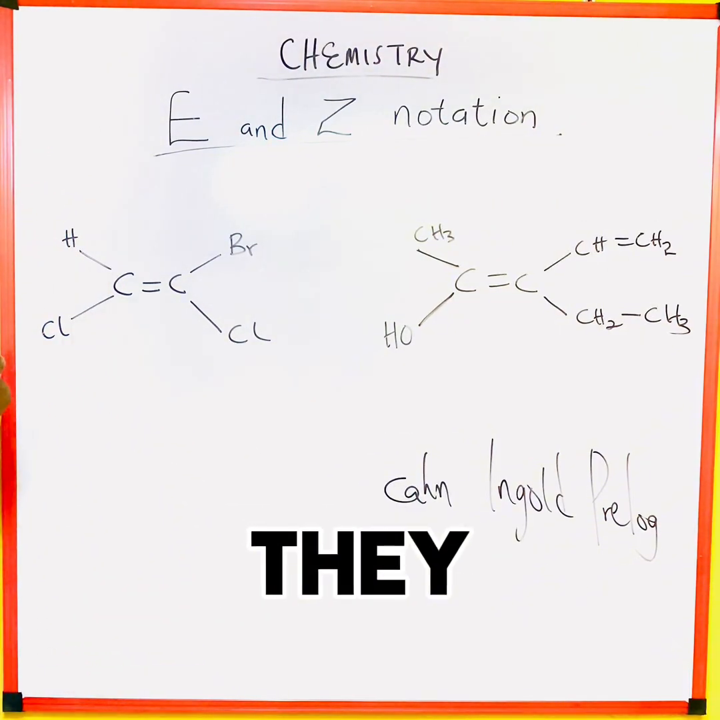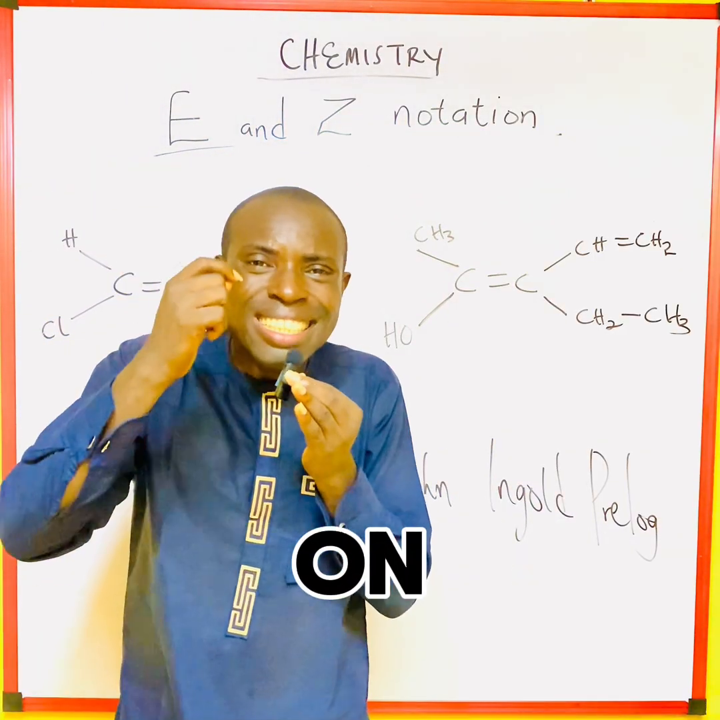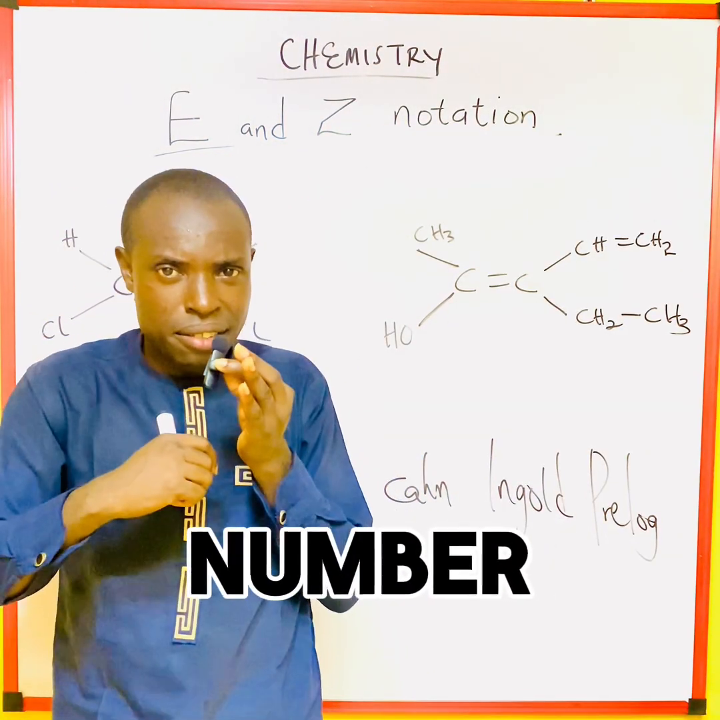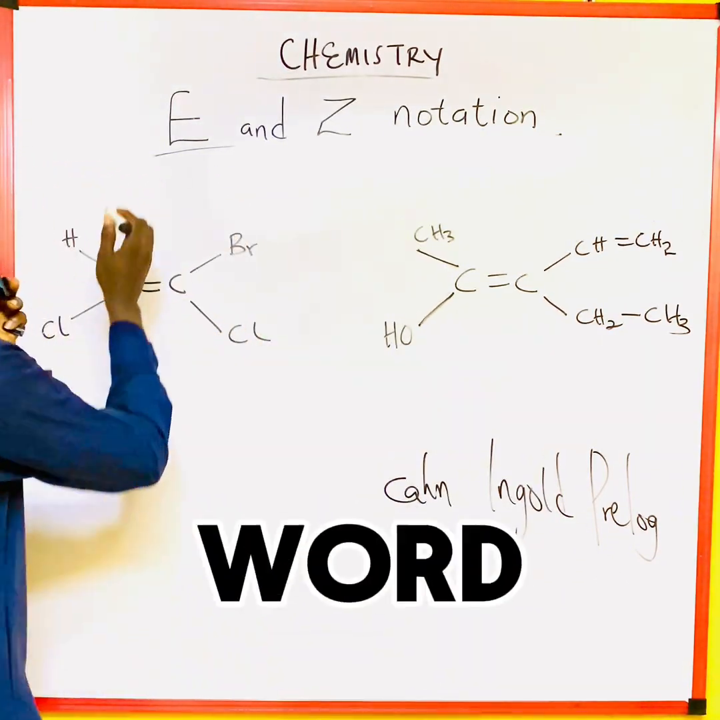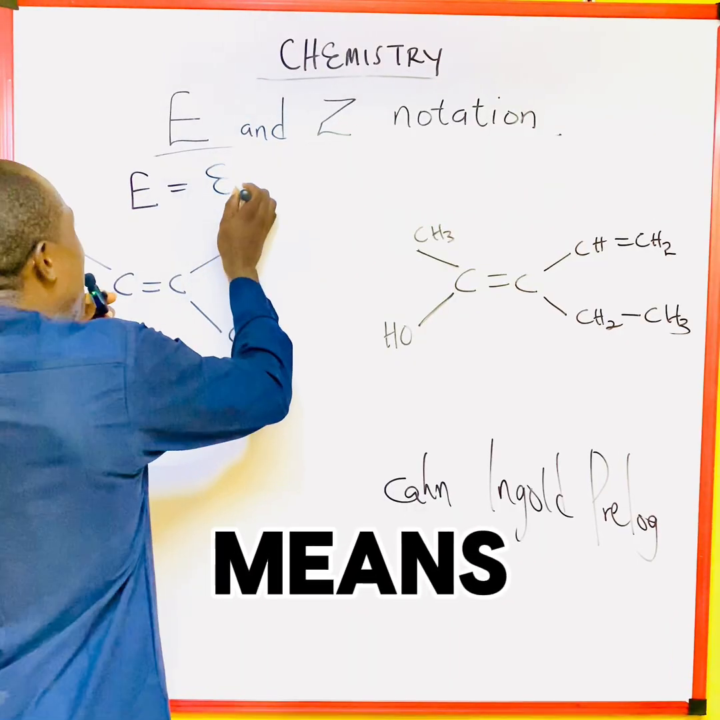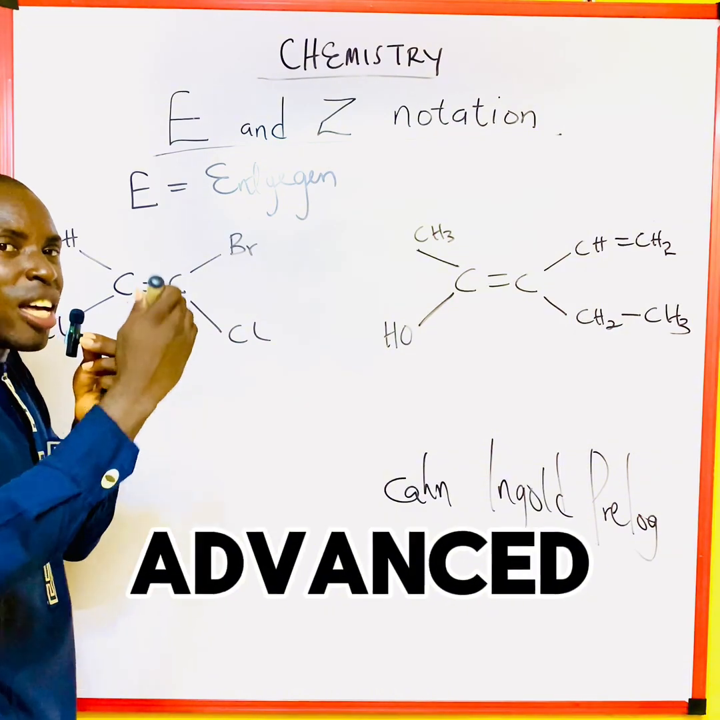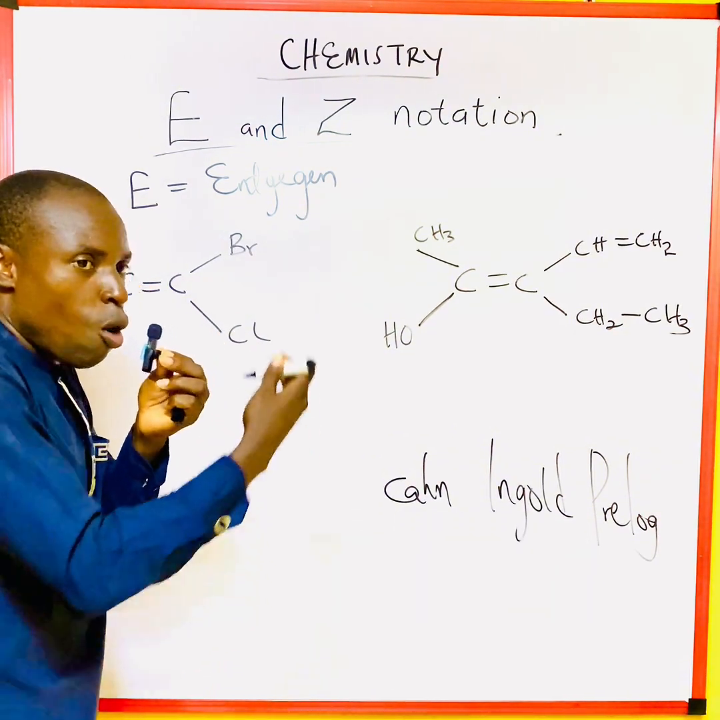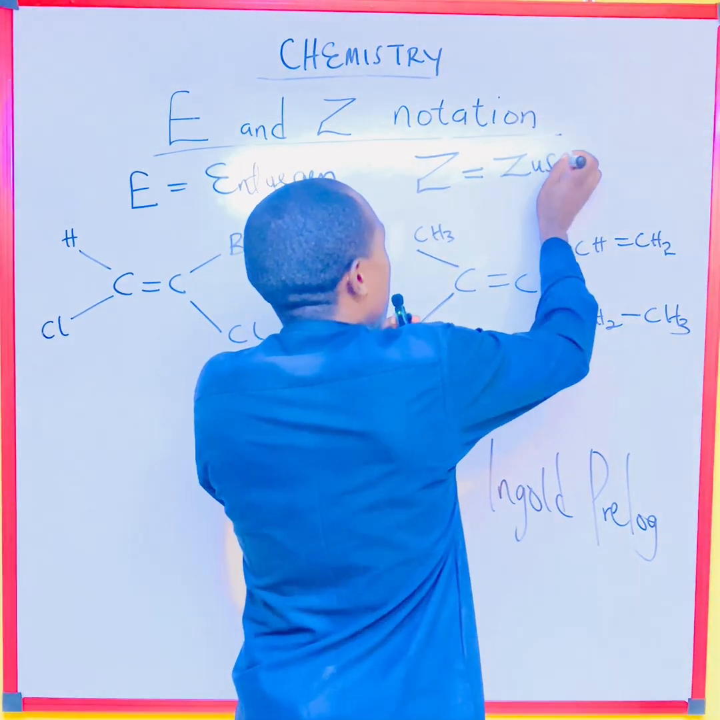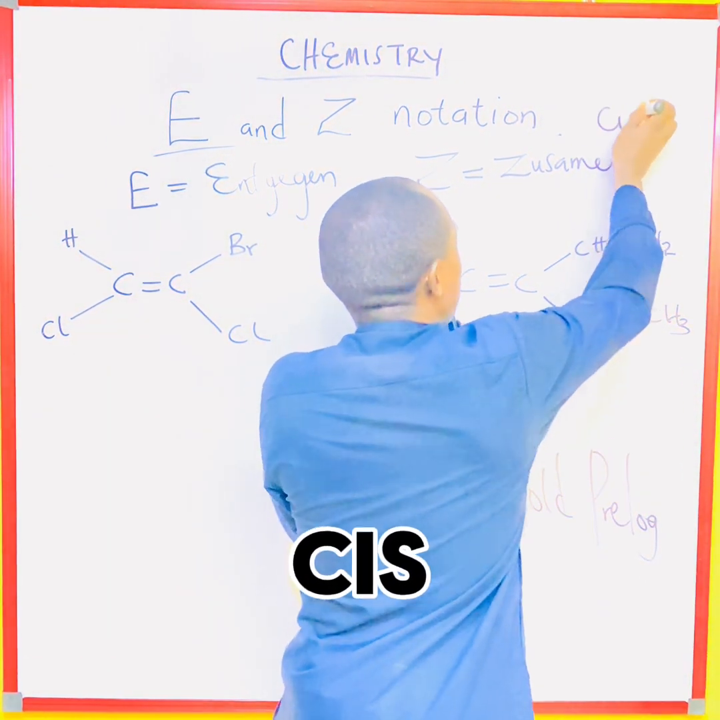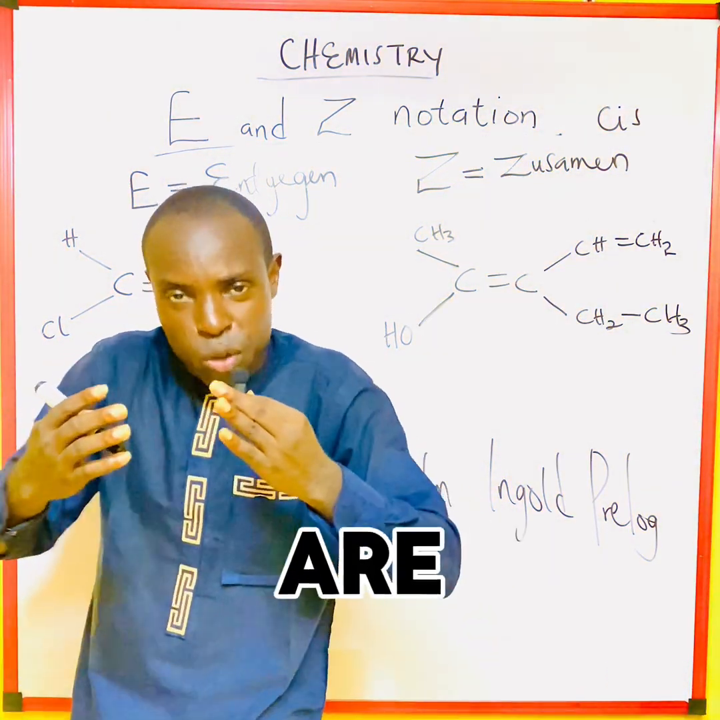The third rule is that they are assigned priority based on their atomic number in the periodic table. Right? Now, the letter E here means Entgegen, which is the advanced form of trans, opposite sides. While Z, Zusammen, the advanced form of cis, which means together, we are together, working in harmony.